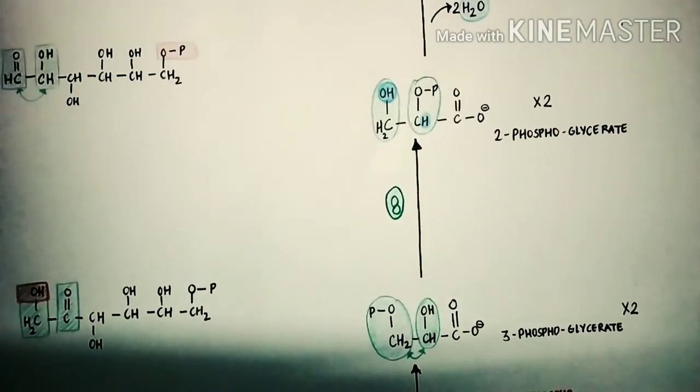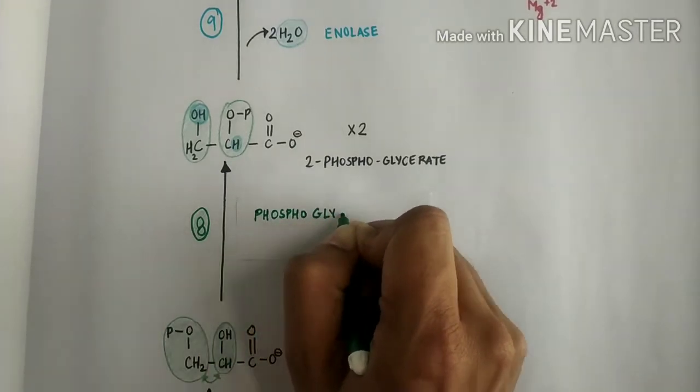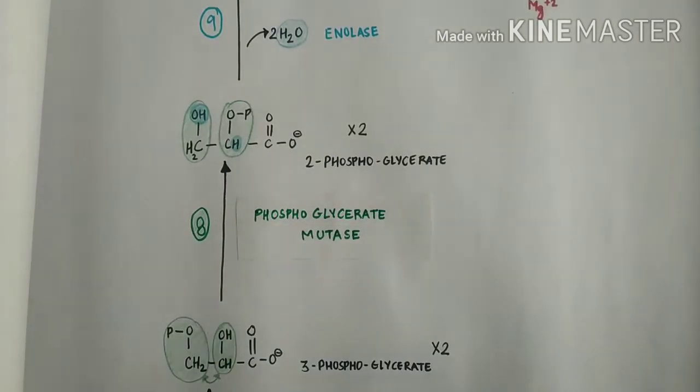Step 8. The substrate is 3-phosphoglycerate. Here we use mutase as suffix. So the name of the enzyme is phosphoglycerate mutase.